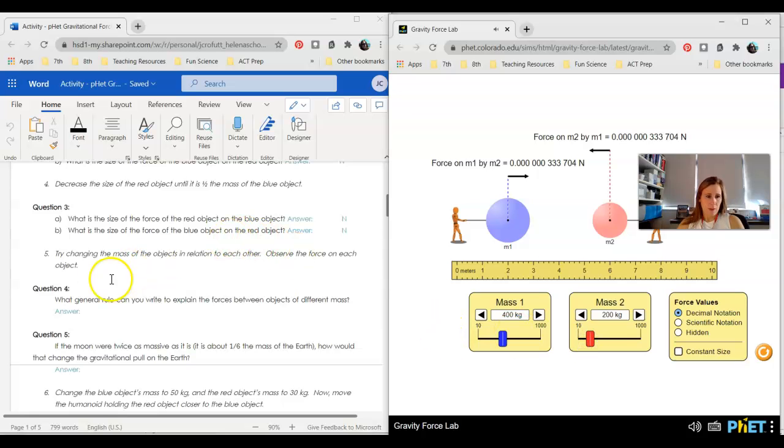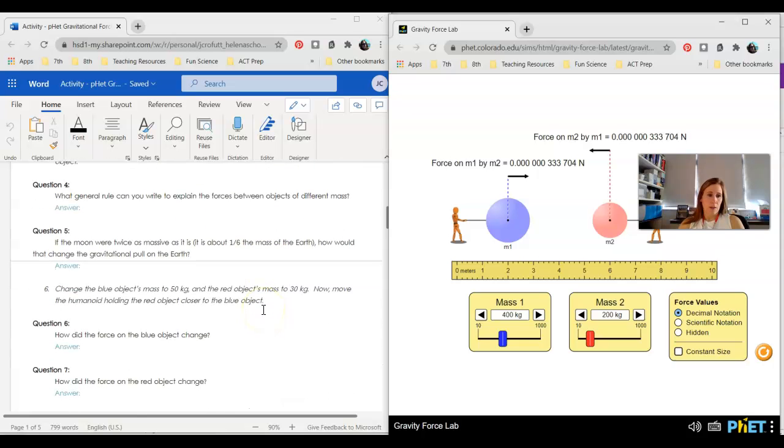I got it. Okay, and then what general rule can you write to explain the forces between objects of different masses? So basically, if you increase or decrease the mass of your object, what does that do to your gravitational force? Does it increase or decrease it? Okay, if the moon were twice as massive as it is, right now it's about 1/6 the size of Earth, how would that change the gravitational pull on the Earth? So talk about that force between Earth and the moon if we increase the size of the moon by 2.